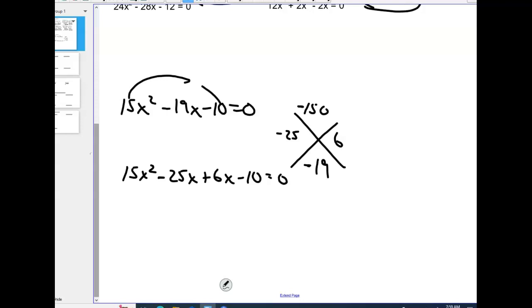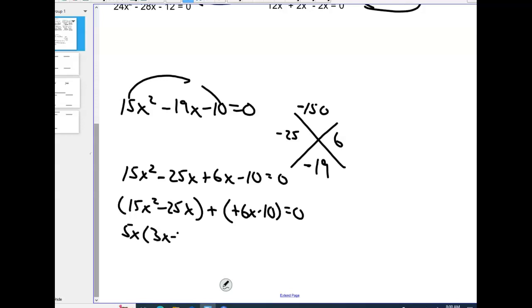And if you notice, I didn't change the value of the problem. Negative 25 plus 6 is negative 19. I take a GCF out of the first two terms. I put a plus sign down, and I keep that middle sign with the 6x. And then I take a GCF out of the second two terms. Here it's a 5x, and you're left with 3x minus 5. Here it's a 2, and you're left with 3x minus 5.